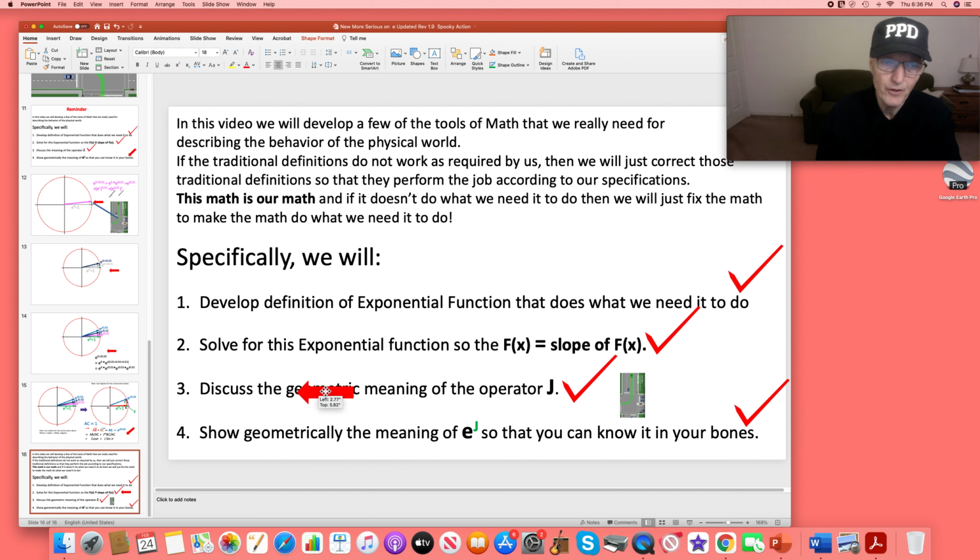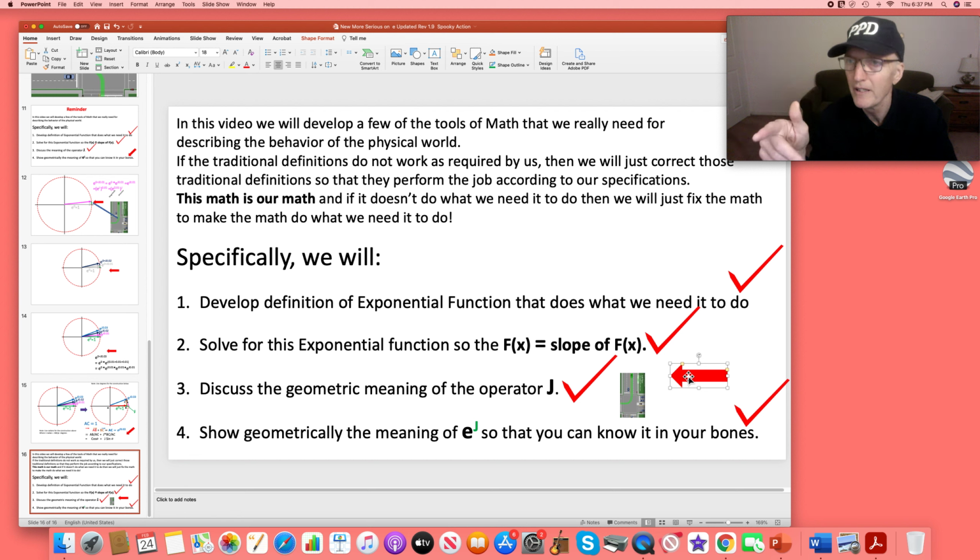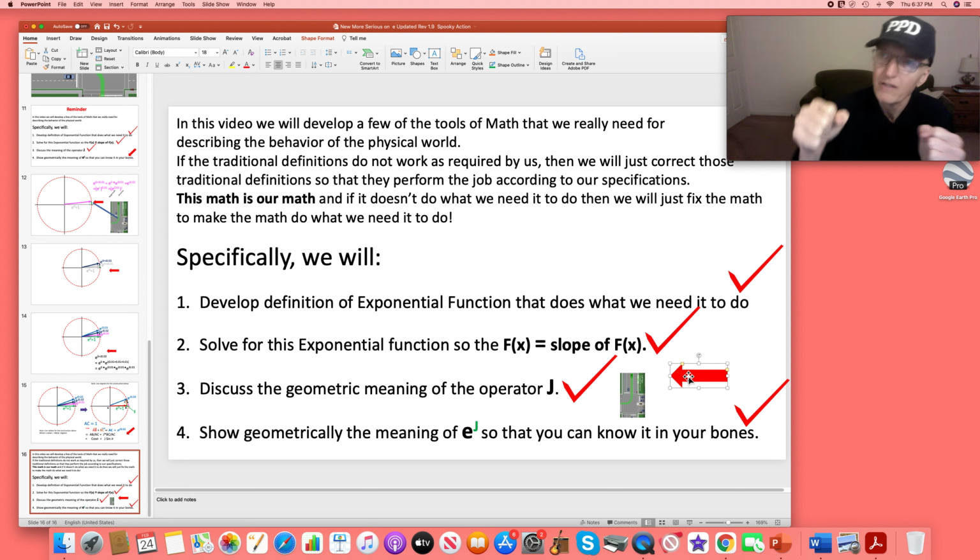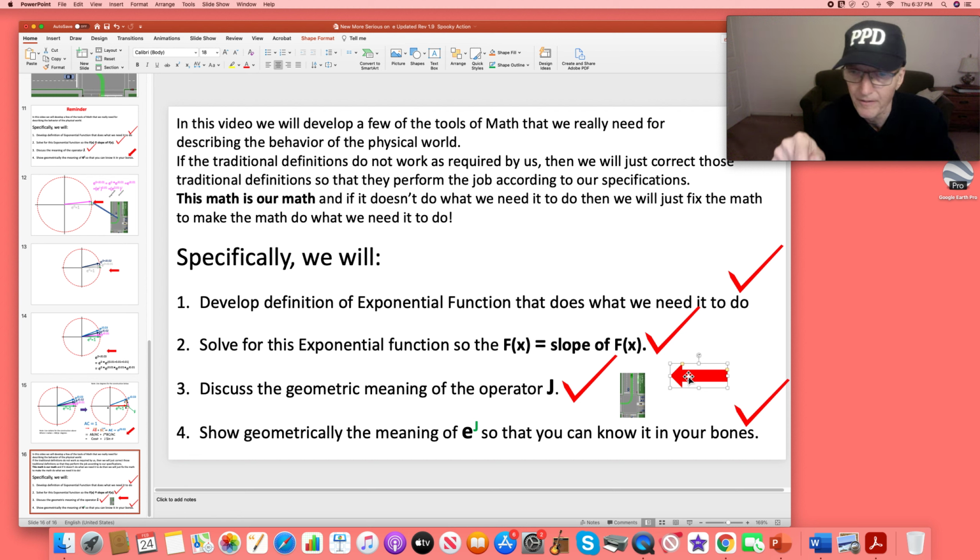Then the third, we wanted to discuss the geometric meaning of the operator j. Now we did that. It's no more or no less than what you do when you come to a four-way stop and you look both ways, and you take a hard left, a quarter of one full turn to the left. That's what the operator j does. In this case, you're doing it to your car. Okay? So we did that. We know what j is. No more and no less.